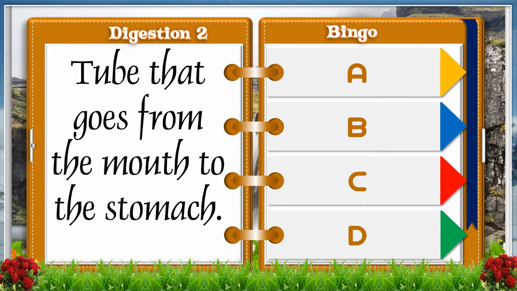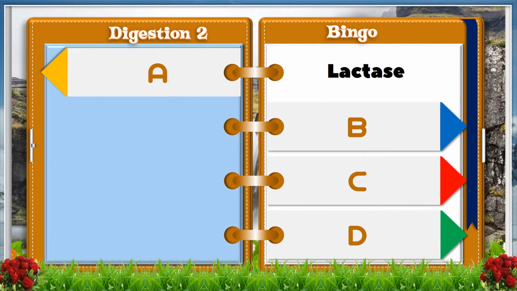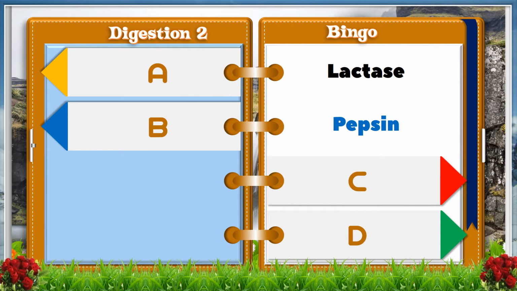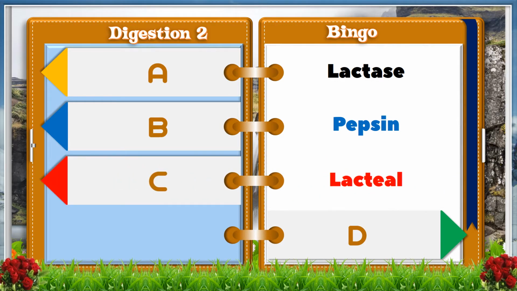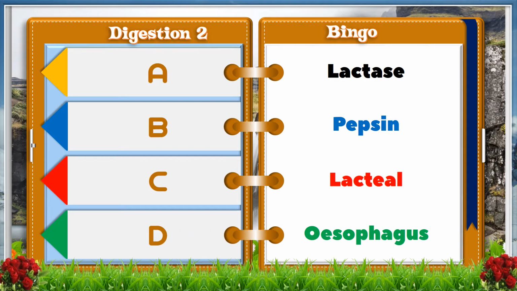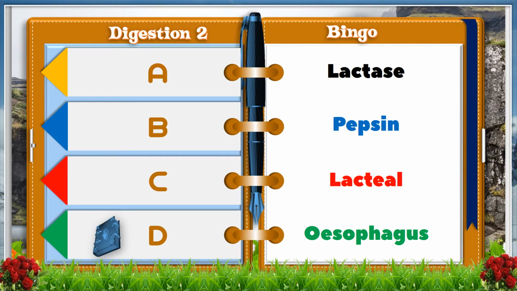Tube that goes from the mouth to the stomach. A. Lactase. B. Pepsin. C. Lactase. D. Oesophagus. And the answer is D. Oesophagus.